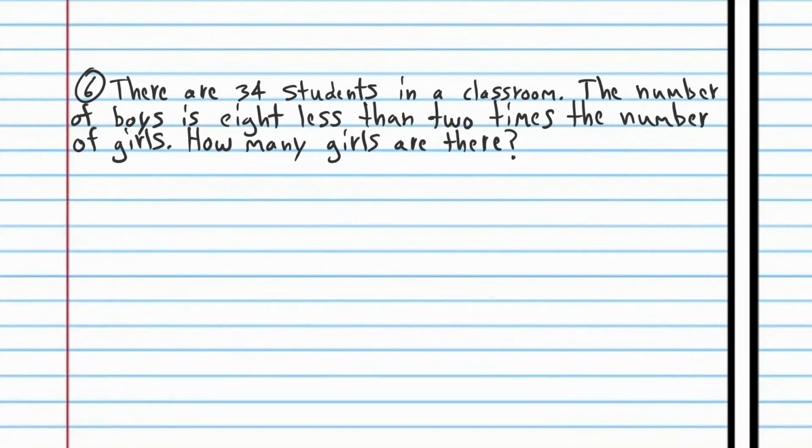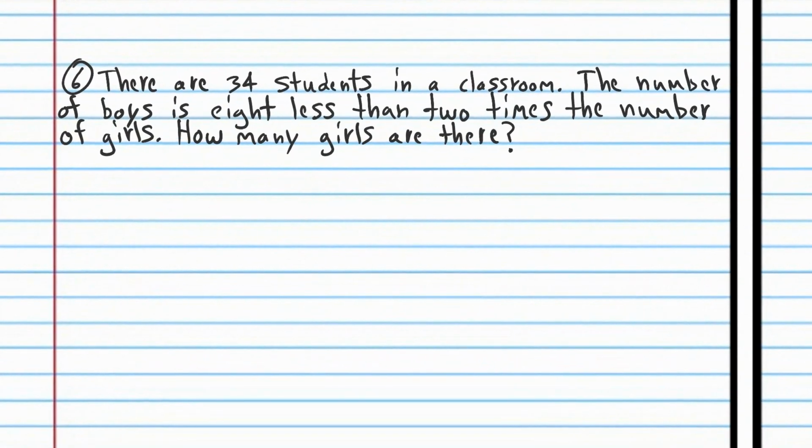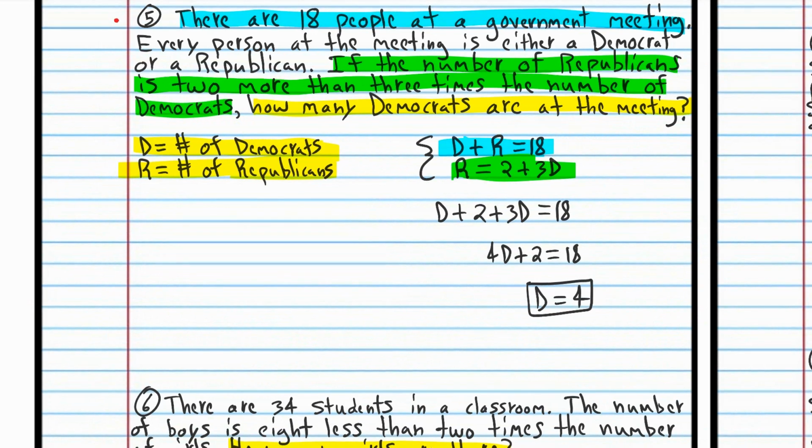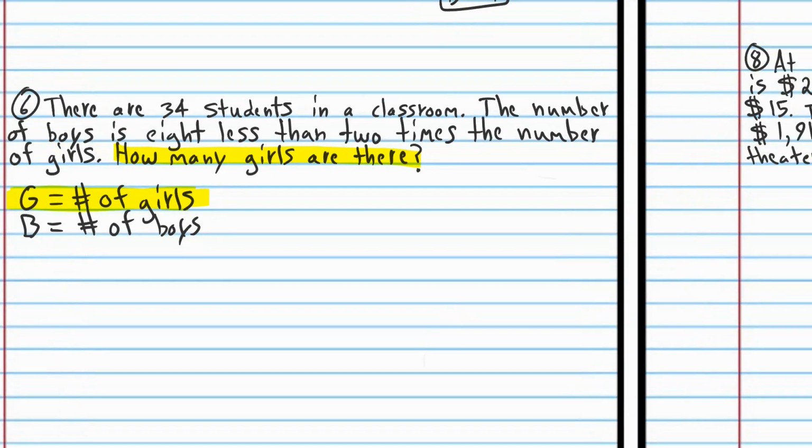All right, we're back. So the first thing we need to do is define our variables. How many girls are there? So G is going to be the number of girls, and obviously B is going to be the number of boys. And I guess technically I should only highlight that. I shouldn't highlight the one we're not looking for. But again, it doesn't really matter as long as you know how to solve the problem.